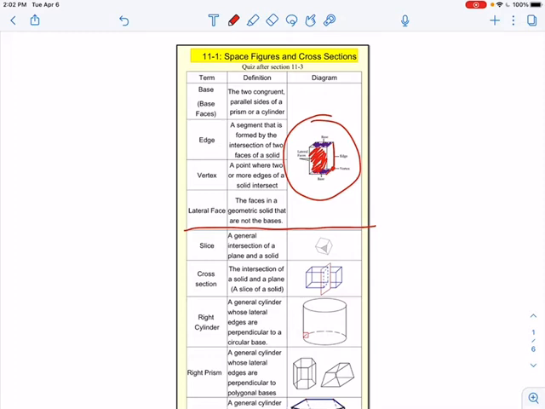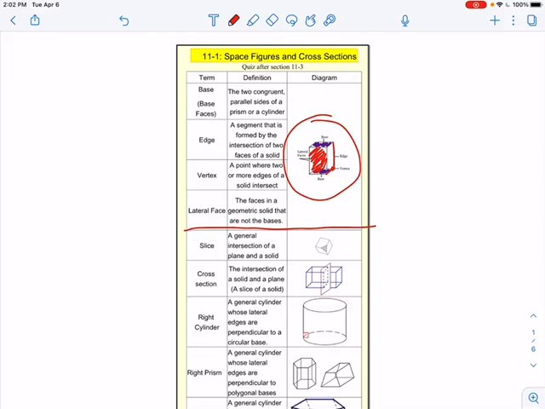Okay, next, a slice. A slice is a general intersection of a plane or a solid. So think about literally taking a knife and cutting an object. A cross section. A cross section is the intersection a solid and a plane make, or a slice of the solid. So again, think about cutting a figure with a knife.